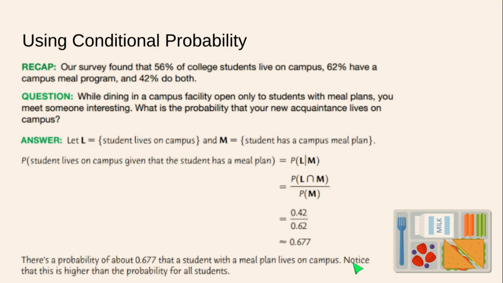All right? And interestingly, this is a higher probability than for all students. 56% of all students live on campus, but if we only care about the students with the meal plan, the odds of them living on campus goes up, and I'll let you think about why that might be true.